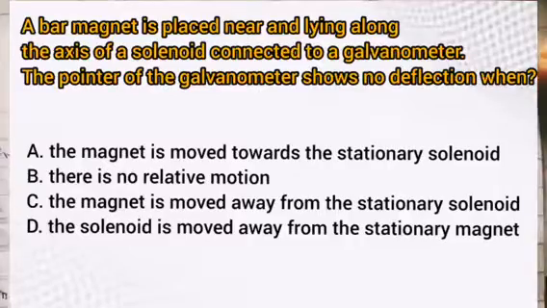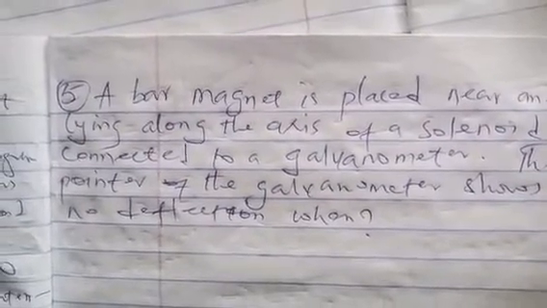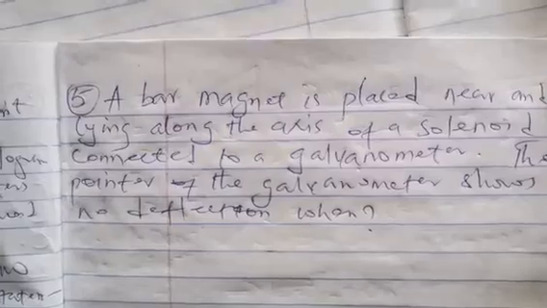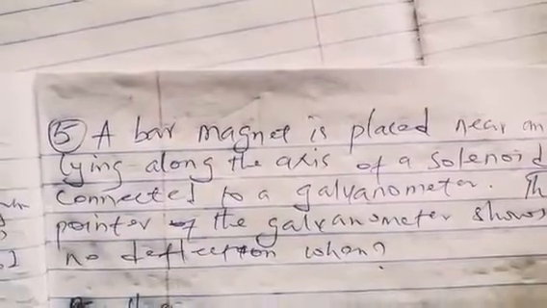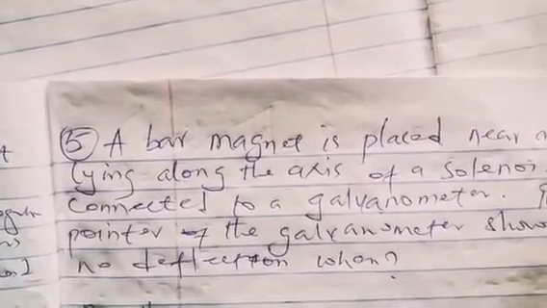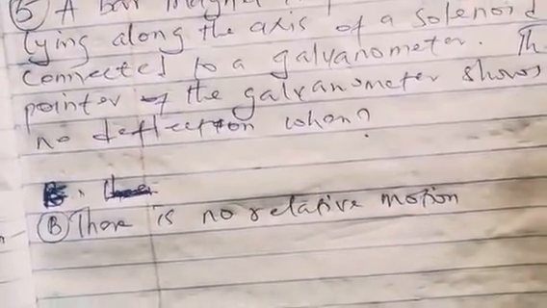Question 5 says a bar magnet is placed near and lying along the axis of a solenoid connected to a galvanometer. The pointer of the galvanometer shows no deflection when. So I'm going to pause the video here and I will display the options. When I get back, I will just tell you the answer straight. Alright, so when there's no relative motion between the magnet and the solenoid, the pointer of the galvanometer will not deflect. Hence, the correct option is option B, when there is no relative motion.